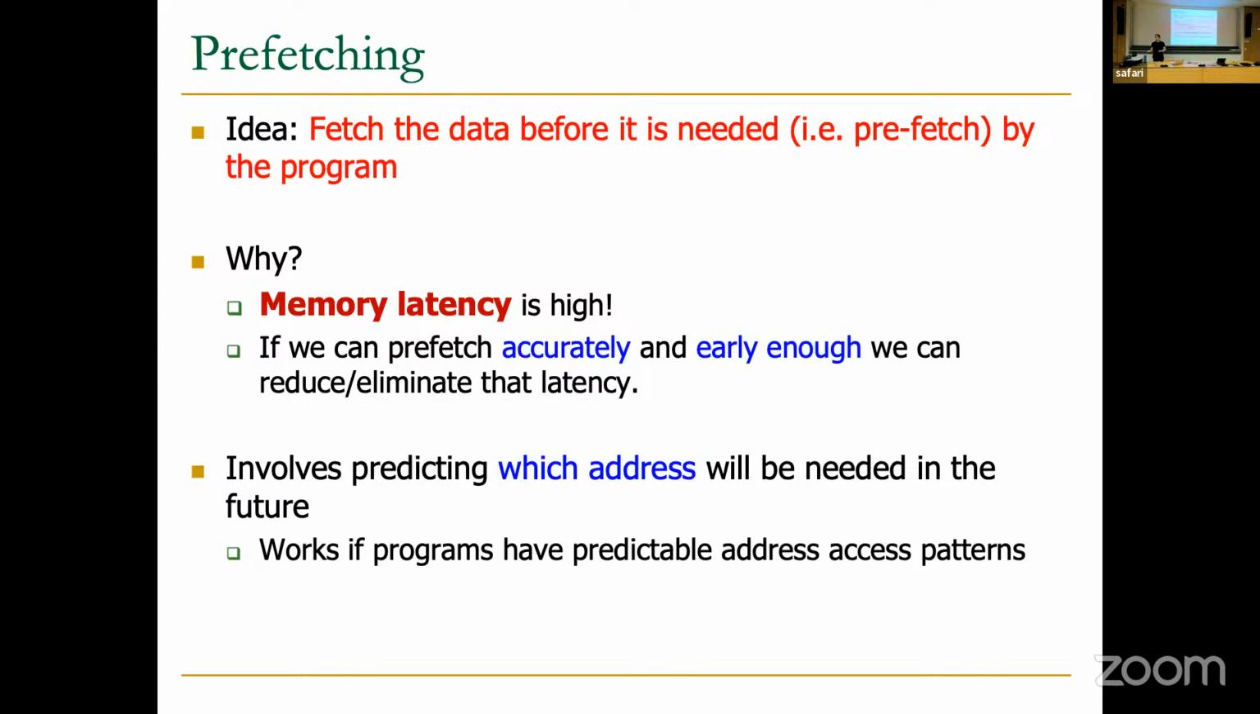Also, a topic that was previously mentioned, I think, is the predictability of access patterns. Prefetching works particularly well on address access patterns that are very predictable, because then it's obviously easier to guess which address will be needed next, and then it's easier to prefetch the correct data.